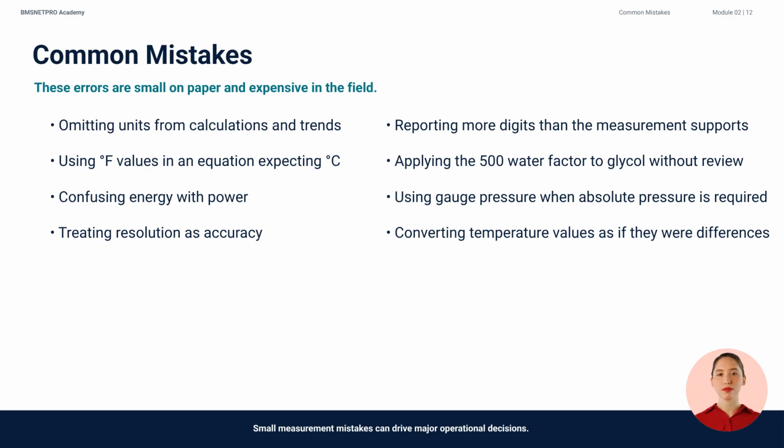These are the recurring mistakes the learner should watch for. The goal is not to shame mistakes, it is to create a repeatable professional habit. Preserve units. Know whether a value is a rate or a total. Never confuse resolution with accuracy. Do not apply field constants outside their assumptions, do not publish false precision, and do not let a graphic label become the only evidence.